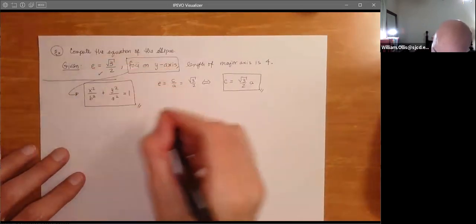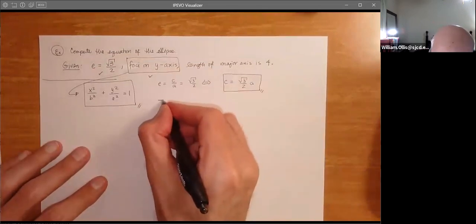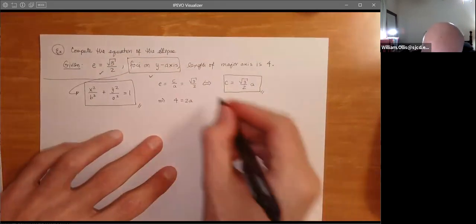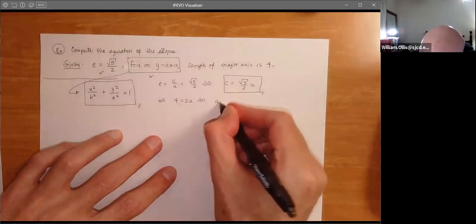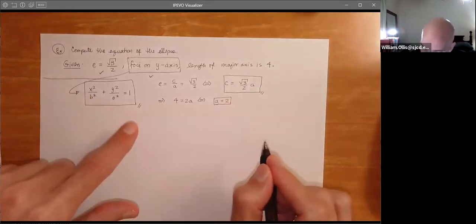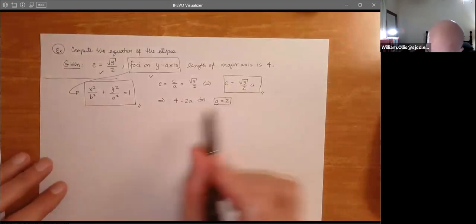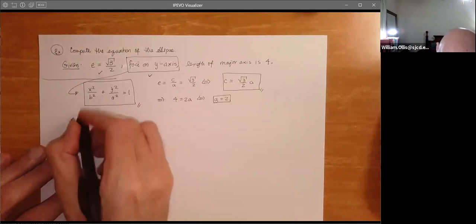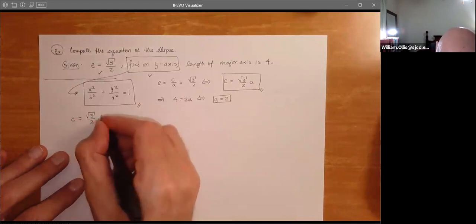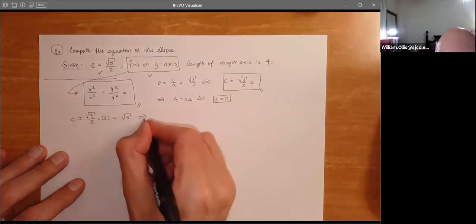So we've used that part, we've used this part, and now the length of the major axis. This implies that 4 equals 2a, the length of the major axis, if and only if a equals 2. Now we can easily get b. We've got a, so we can get b squared. Note that c equals the square root of 3/2 times a, which is 2, so this is square root 3, if and only if c squared equals 3.